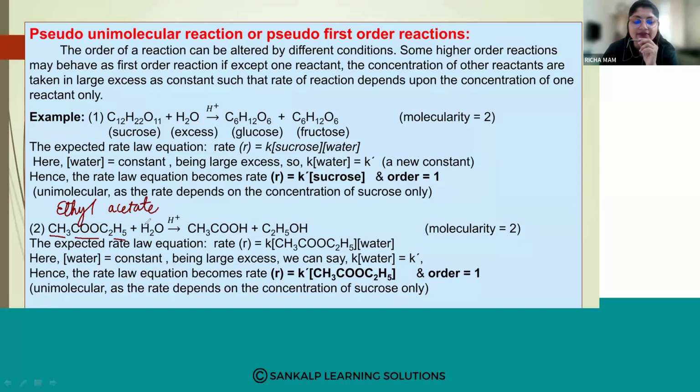When ethyl acetate undergoes hydrolysis in the presence of acid, you get acetic acid and ethanol. What type of compound is ethyl acetate? Can anyone tell me what functional group it has? Yes, ethyl acetate.